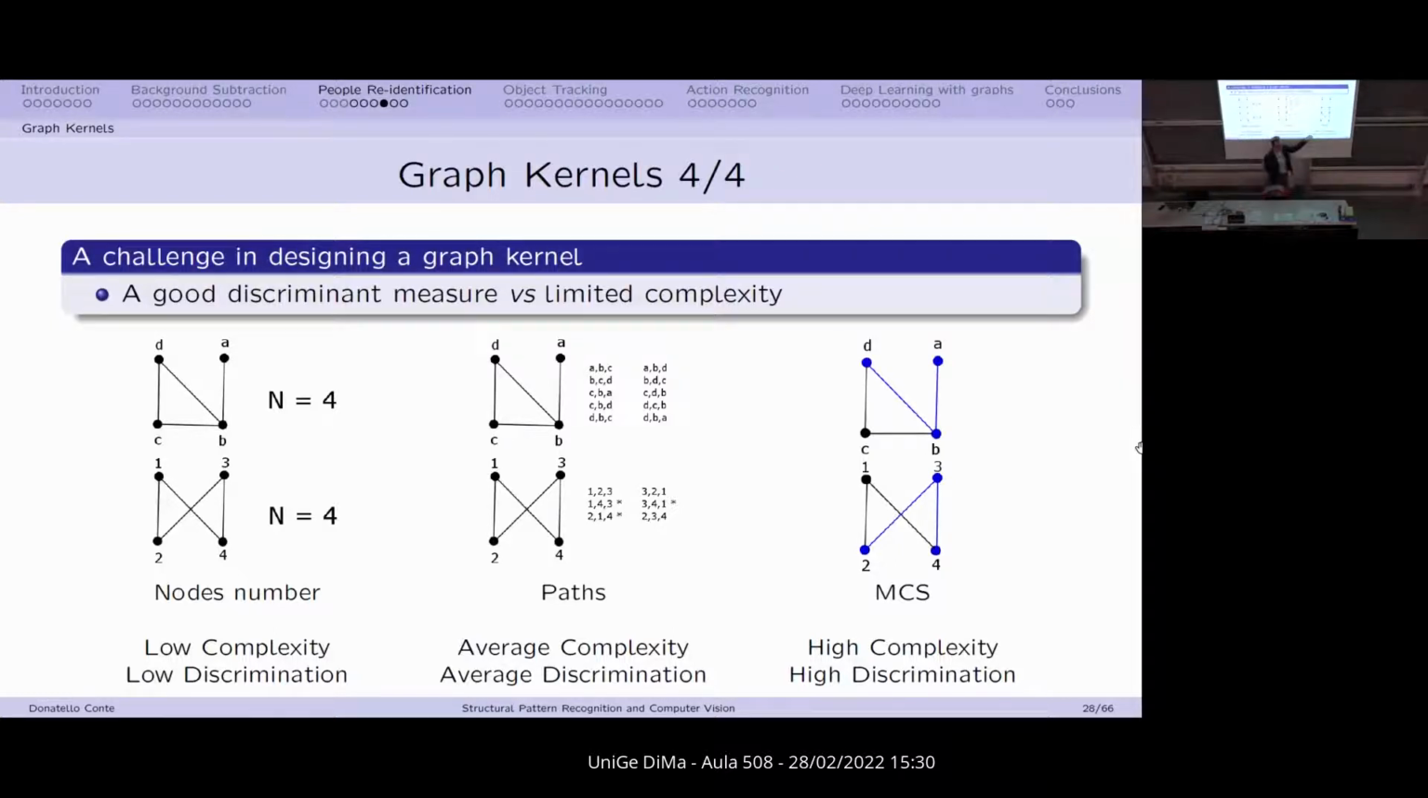Or we can use some more complex measure, for example, the maximum common subgraph. The maximum common subgraph calculates the maximum structure, the maximum subgraph that is common between two graphs. But this is an NP problem, so it's very complex to calculate. So this is very informative, but it's too complex to calculate. The idea is to have a definition that is a trade-off between less complexity and also good informativity of the kernel.